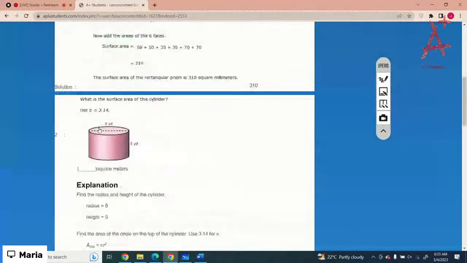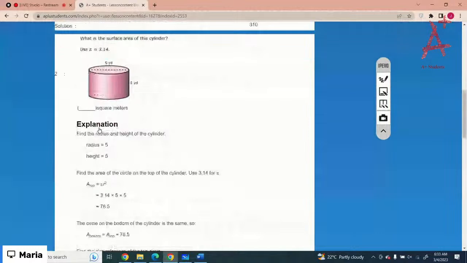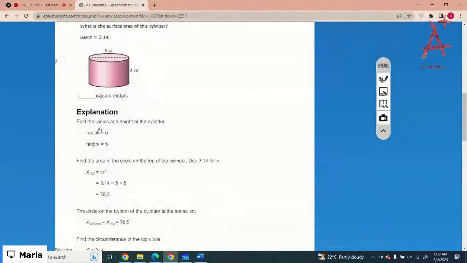Let's see how to calculate the surface area of a cylinder. So here is a cylinder. The radius is 6 and the height is 5. You have to calculate the area of the top and the area of the bottom, which must be the same. So it would be pi r squared, which is 78.5.